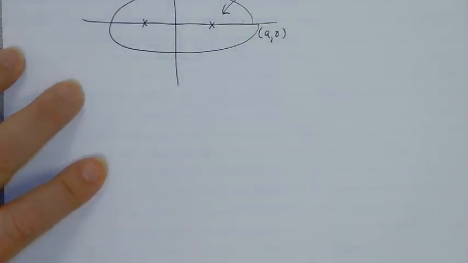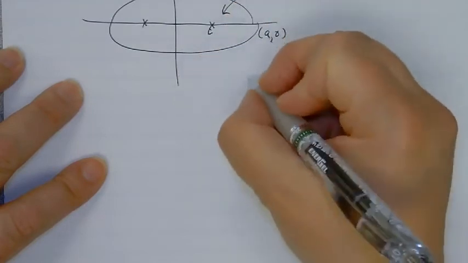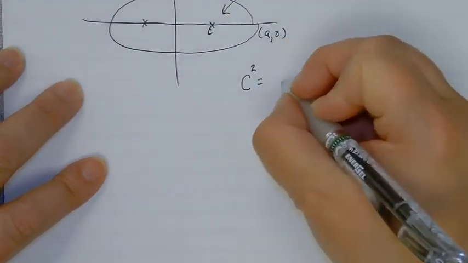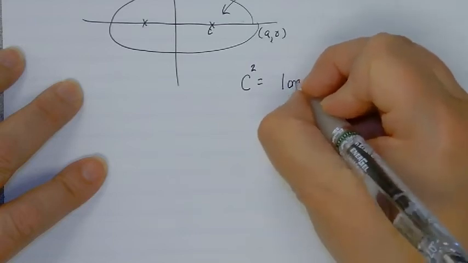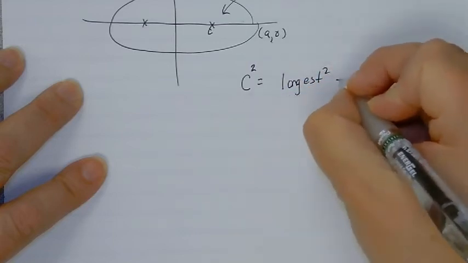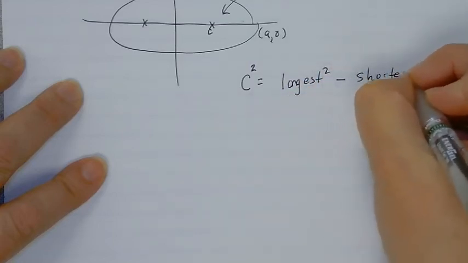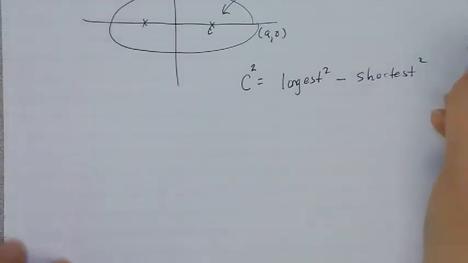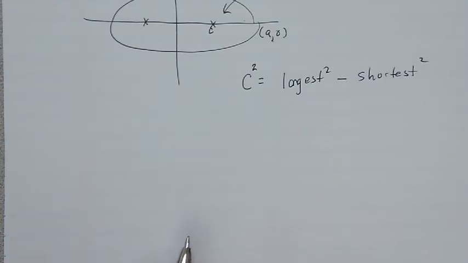To find the focus point, we're going to call that c. You're always going to take the focus point squared equals the longest side squared minus the shortest squared. Okay, so let me show you what I mean by that.